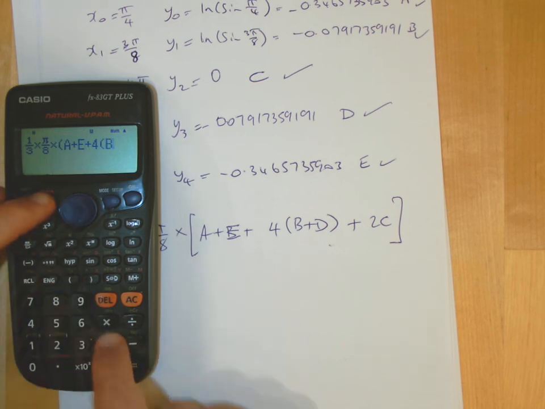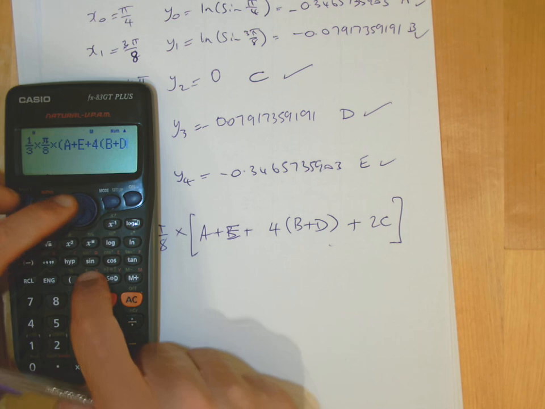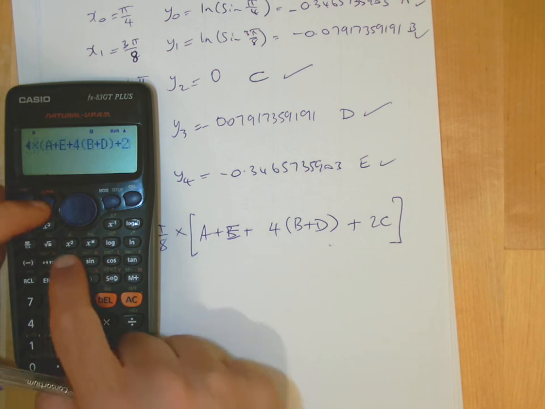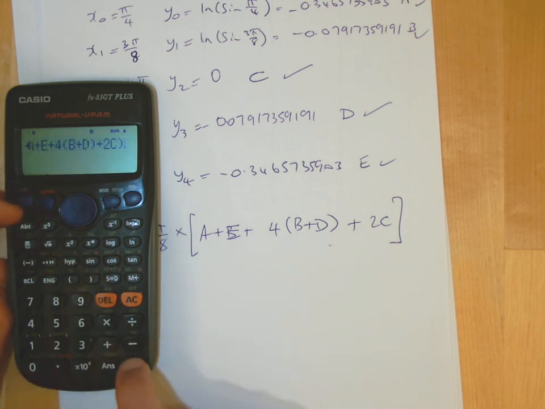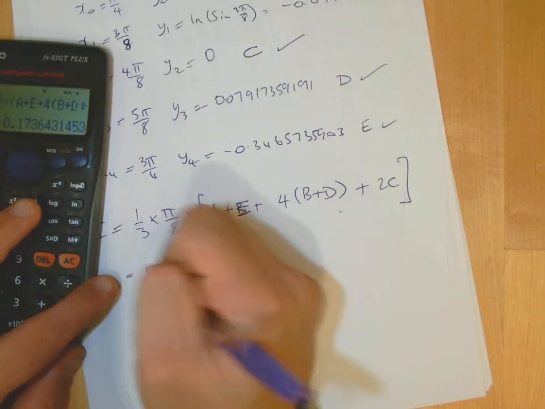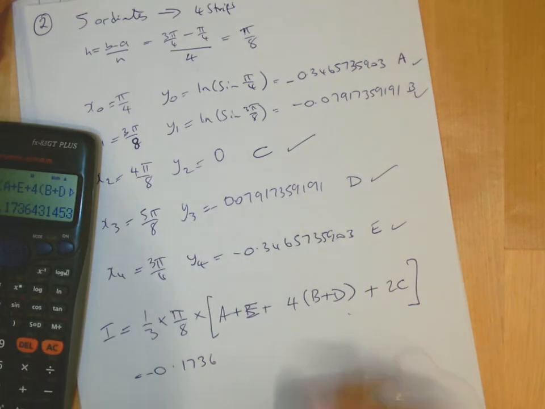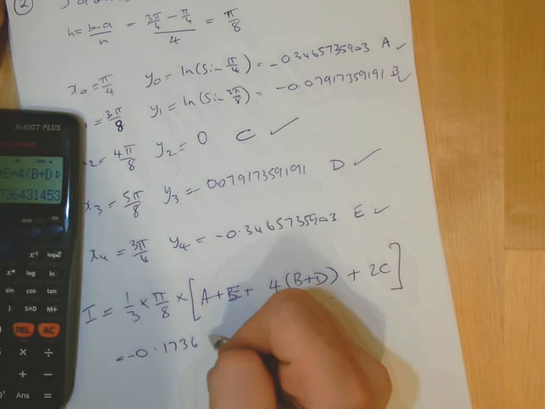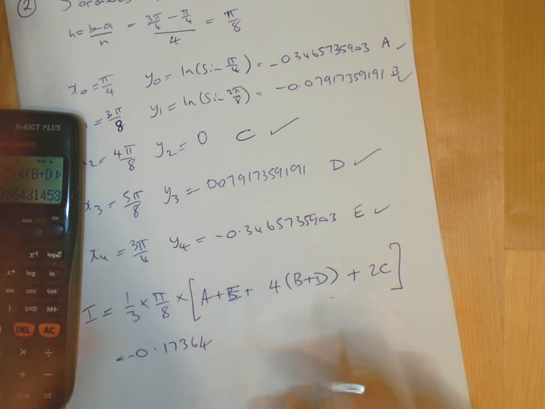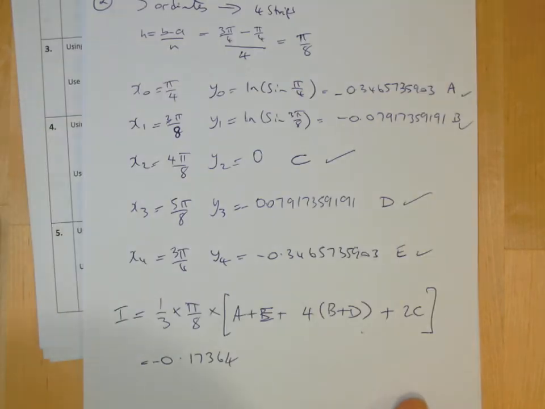Alpha B plus alpha D, plus 2 alpha C, close bracket, and I get out this here, so minus 0.17364 to 5 decimal places. So there's the answer there to part A.